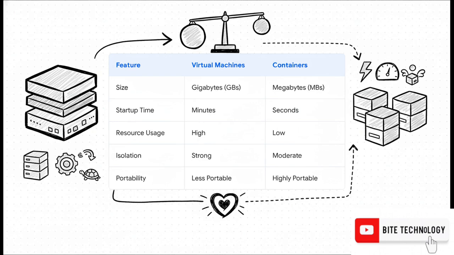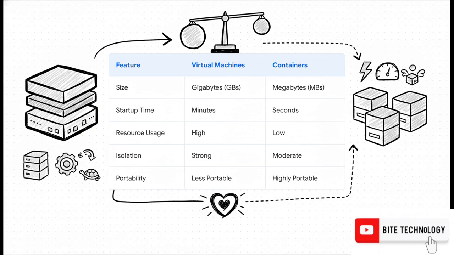First up, size. I mean, look at this. VMs are huge. We're talking gigabytes because they have that full OS. Containers? Tiny, megabytes. That massive size difference leads directly to startup time. A VM can take minutes to boot up its operating system, while a container can start in seconds, which of course means resource usage is really high for VMs and super low for containers.